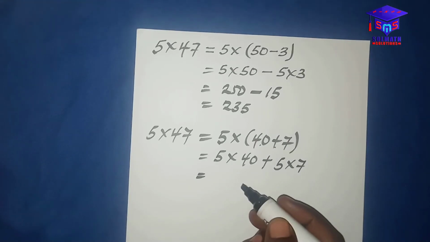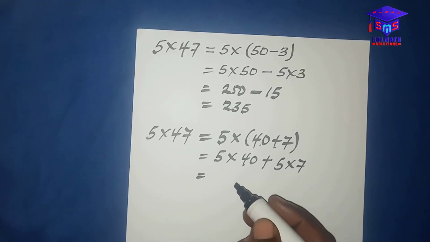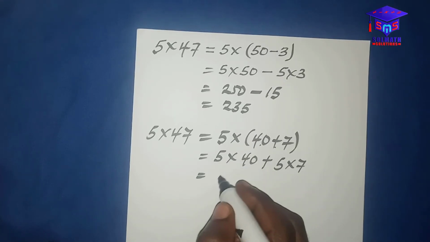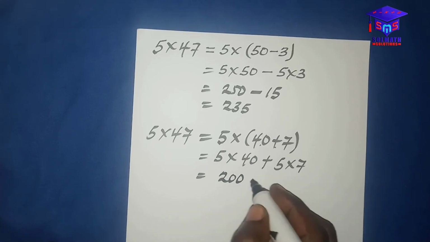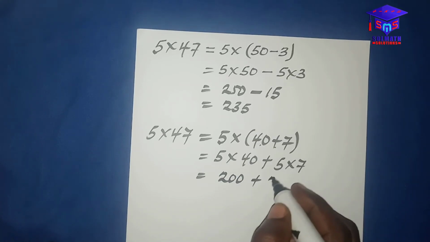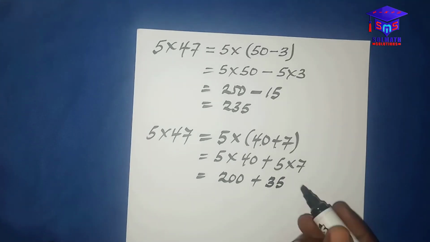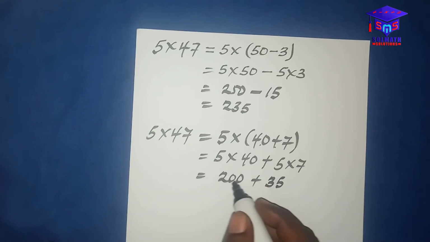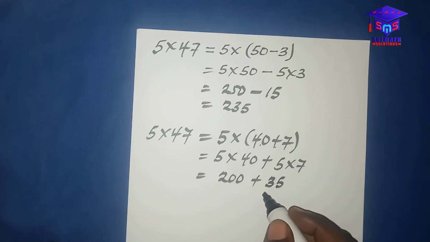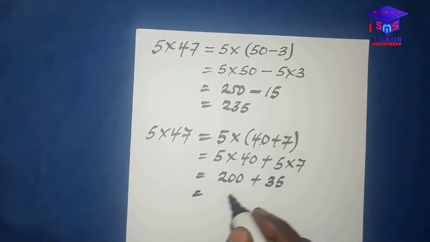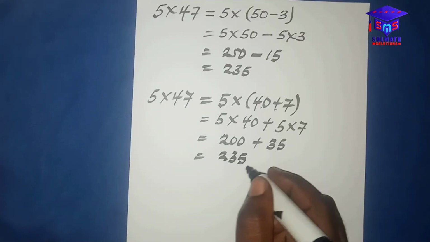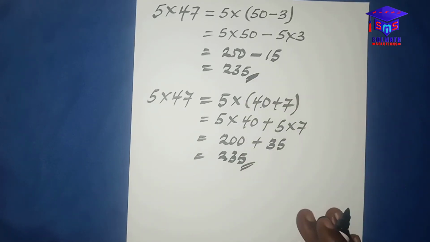And then, always we do the multiplication first. So 5 times 40, you can do this without using a calculator. 5 times 40 will give us what? 200, plus 5 times 7 is what? 35. Alright, so this is a lot easier than this one, because you can multiply 5 times 40 without a calculator, and then 5 times 7 without a calculator. Good. So now you can go ahead and see that 200 plus 35 will give you 235, which is actually the same as what we got over here. Alright.